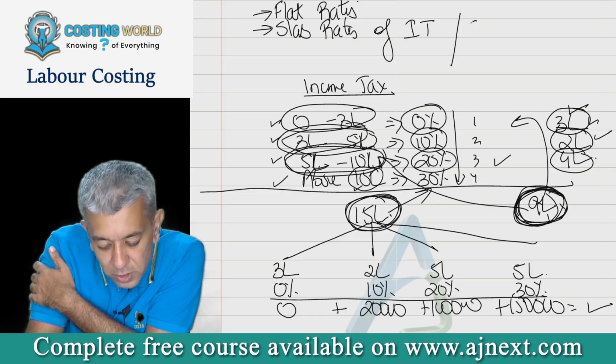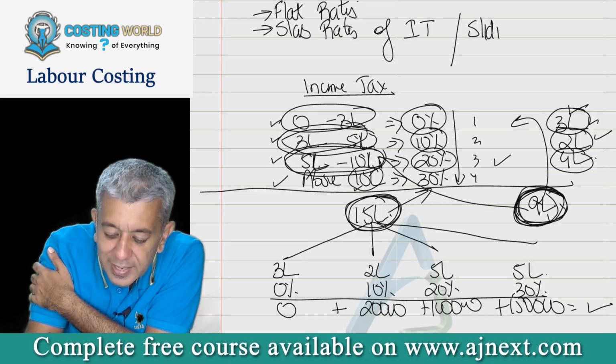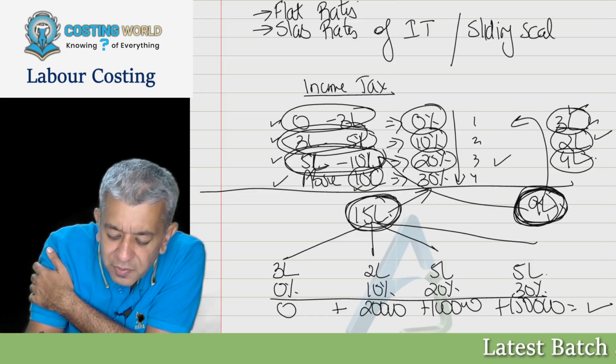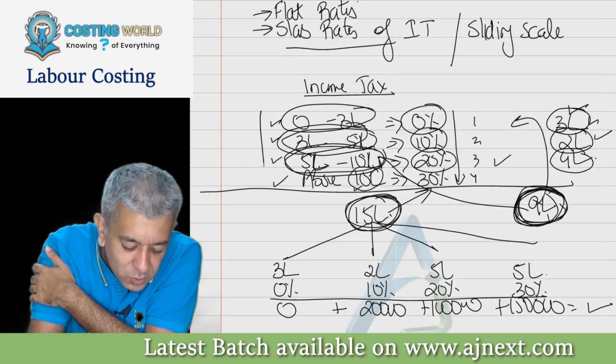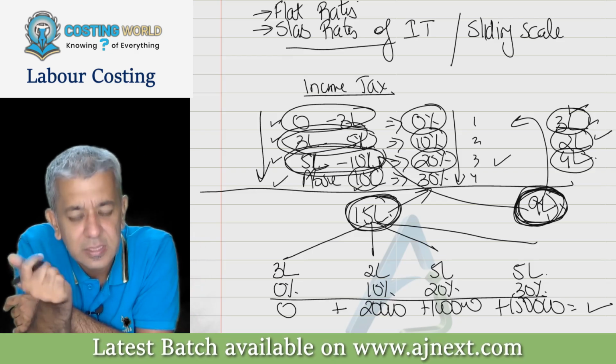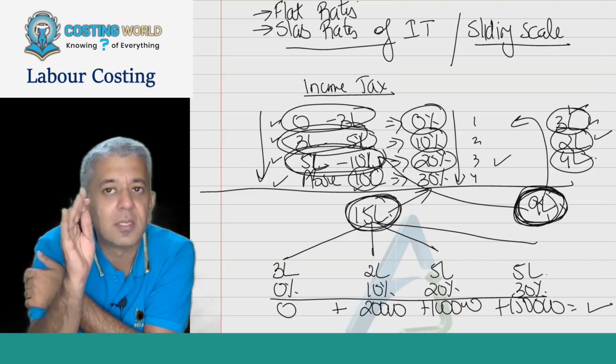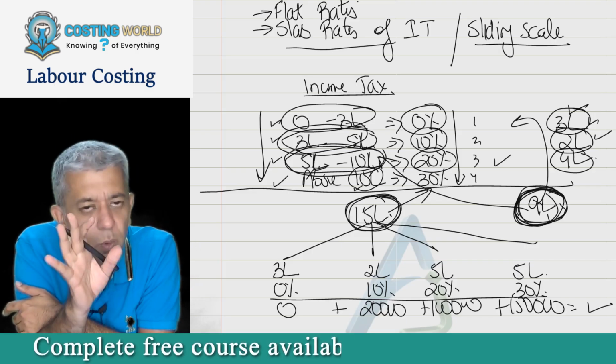Now, just as under income tax there are slab rates, under labor costing we will have something like sliding scales. There is no difference except slab rates increase. You all can see that these particular things increase, and sliding scales in this particular case will keep on falling. That is the only difference.